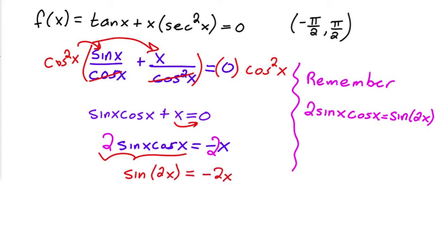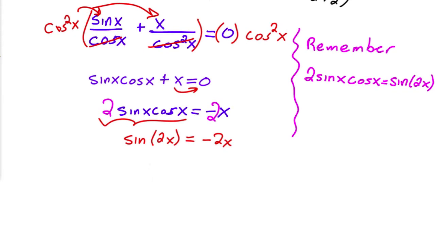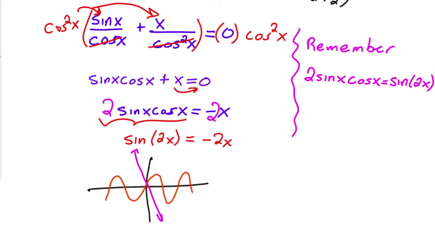negative 2x. And so then you're wondering, okay, where do these equal each other? Well, this is pretty easy to see. If you draw a little picture, you can see that there's only one spot where they're equal. Sine of 2x looks something like this. It's an ugly picture, I know. But then negative 2x is just a line that looks like this. So the only spot where they're equal is at 0. So this has one solution, and that's x equals 0.